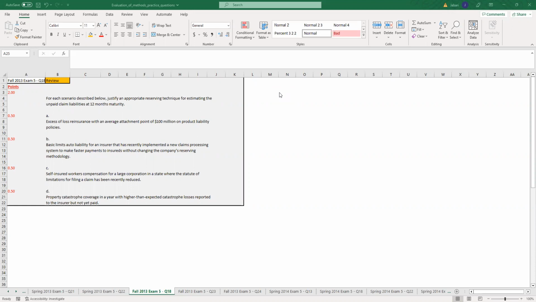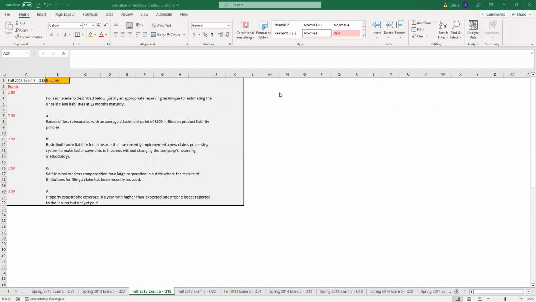So for each scenario described below, justify an appropriate reserve technique for estimating the unpaid claim liabilities at 12 months of maturity. So for A, excess of loss reinsurance with an average attachment point of 100 million on product liability policies. The problem with this is that because it is an excess of loss reinsurance, there's going to be a lot of volatility. The answer key for that TIA put out says you can use either the BF method or the plans method, which would be suitable.